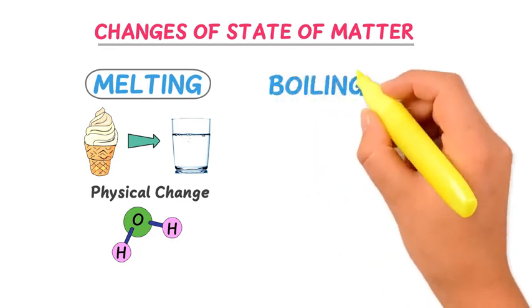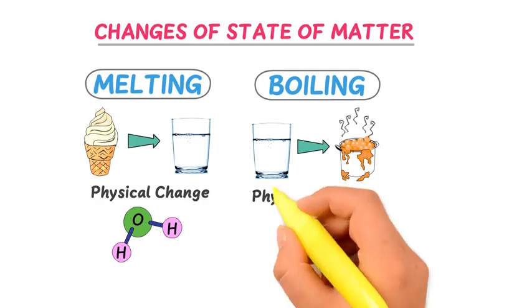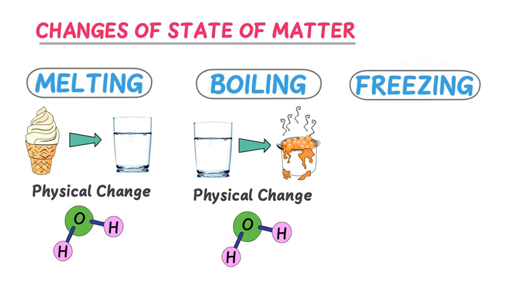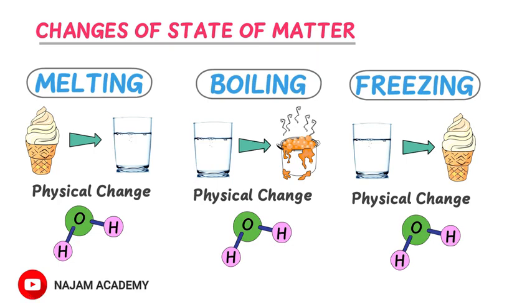The second process is boiling. During boiling, water is converted into steam or gaseous state. No new substance is formed. Thus, it is a physical change. The third process is freezing. We know that during freezing, water converts into ice. No new substance is formed. Thus, it is also a physical change. Therefore, remember that melting, boiling, freezing, etc. are all different processes in which physical changes occur.